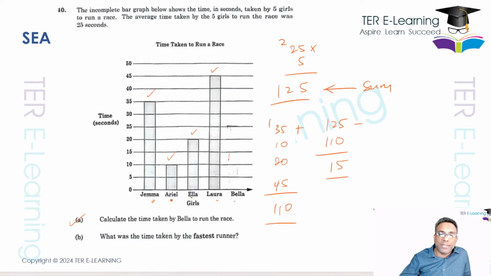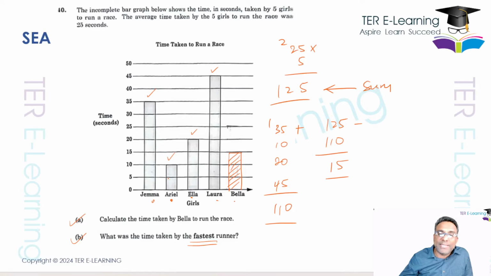She's going to be this height here, right? So this is Bella here. She is going to have a time of 15 seconds. And the last part, what was the time taken for the fastest runner? So if this runner is the fastest runner, we expect that person to have the lowest possible time, right? So they said, what is the time of the fastest runner? So we're looking at the lowest possible time here.